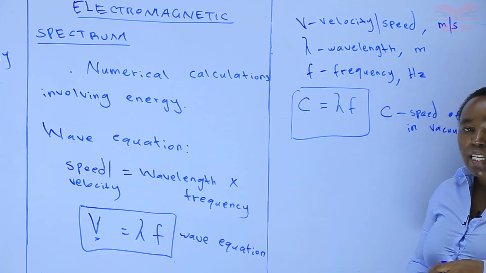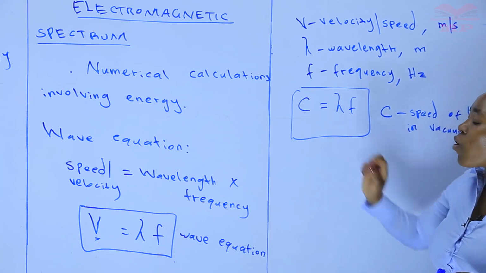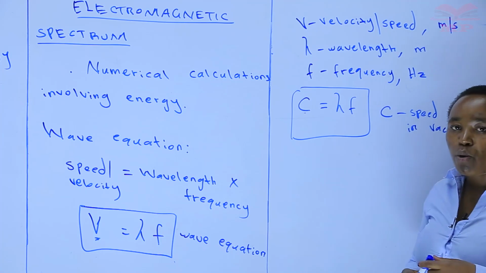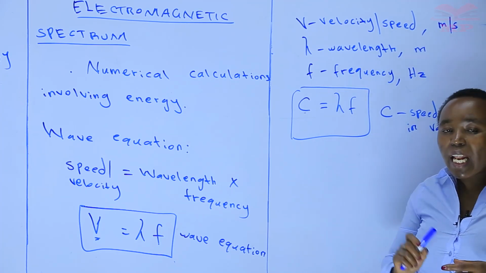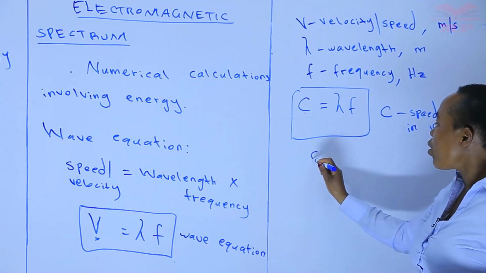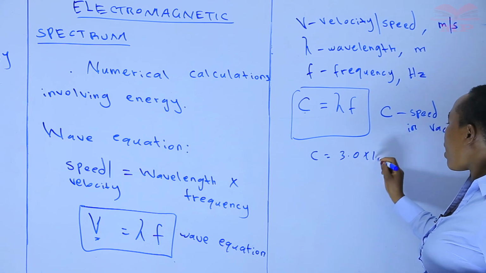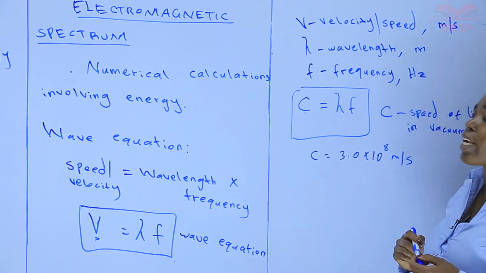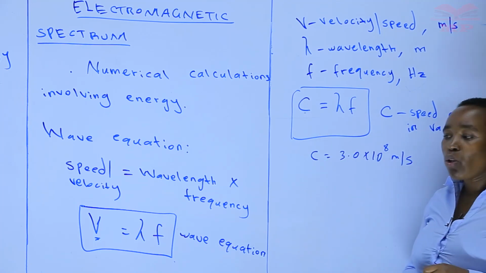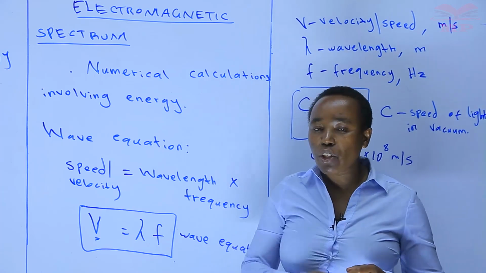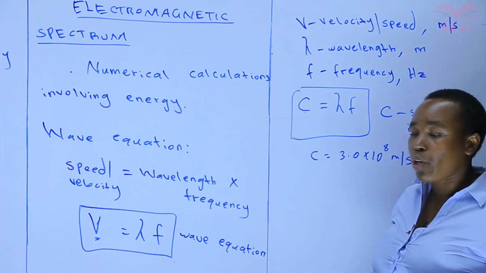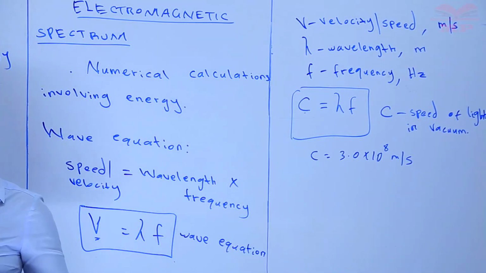Even if you are not given the value of C, or sometimes it can be V, in the question, you should know that all electromagnetic waves travel with the speed of light, and therefore C will always be 3.0 times 10 power 8 meters per second. So this is our wave equation. Then I want us now to derive a formula for calculation of energy. We are going to use these formulas together: the wave equation, and then the equation involving energy.